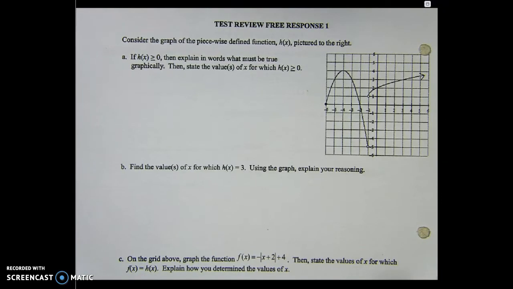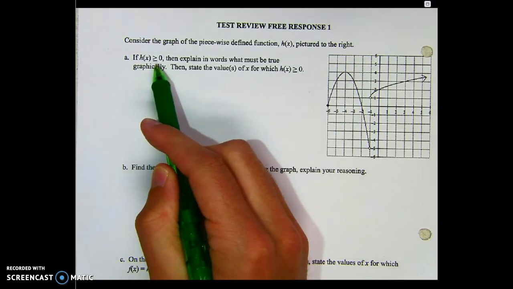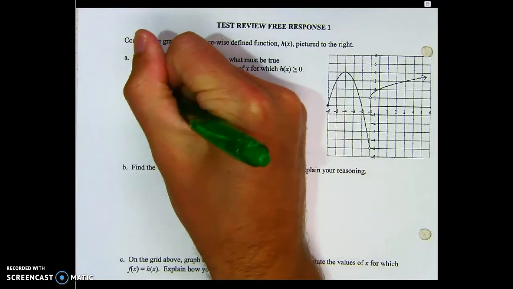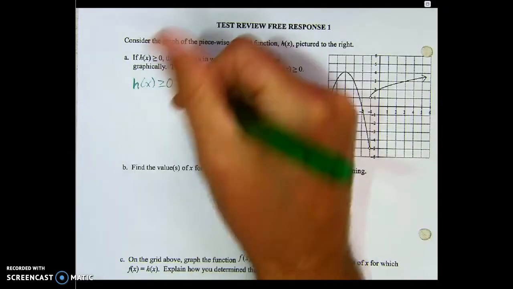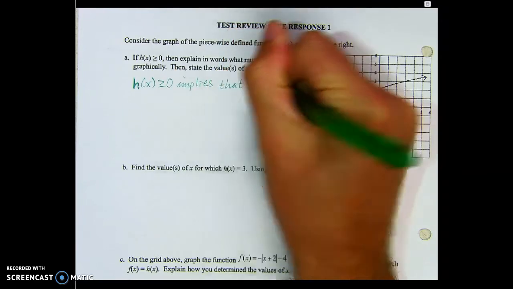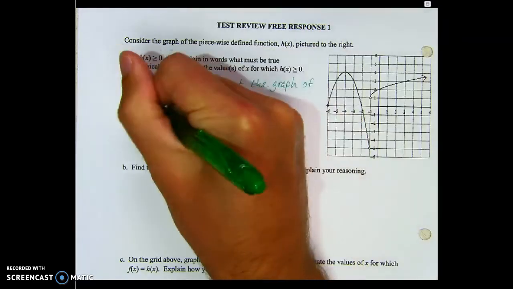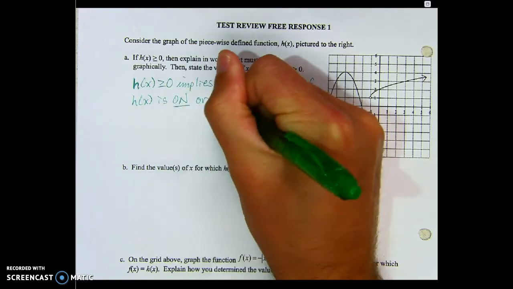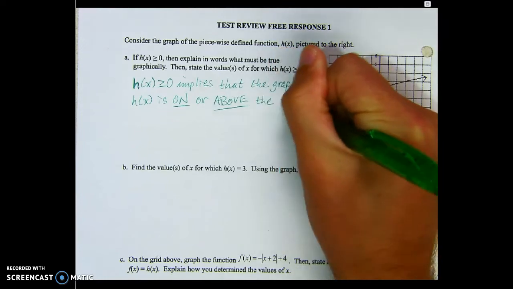So really, we've seen this a few times now. We know that when h of x is greater than or equal to 0, that tells me that the graph is either on or above, right? So h of x being greater than or equal to 0 implies that the graph of h of x is on or above the x-axis.